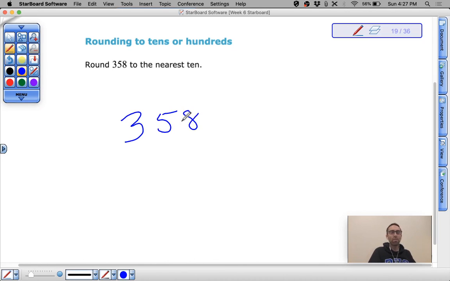When I have 358, I'm looking at the nearest tens place. The 5 is in my tens place, which means I need to look at the number to the right. That digit is the one that determines if the 5 is going to stay the same or if it's going to go up. 8 is on the higher end. It's between 5 and 9, which means this 5 is going to change. It is going to become a 6. So all the digits to the right become a 0. The digits to the left stay exactly the same. So I have 360. Not too bad.